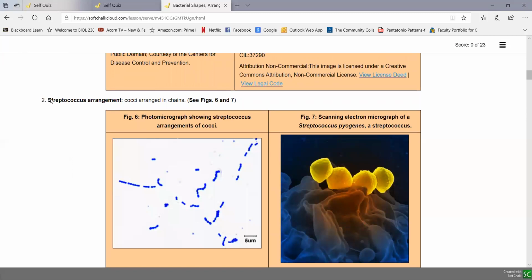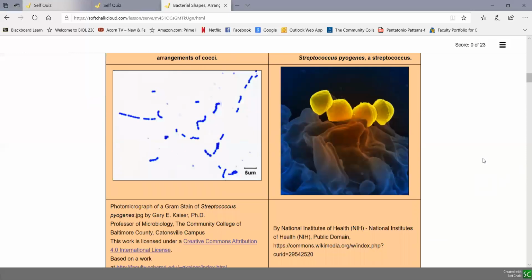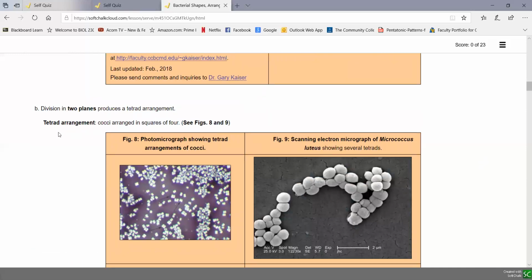A Streptococcus arrangement are cocci arranged in chains. Figure 6 shows a photomicrograph of Streptococcus pyogenes, and you see chains of varying lengths that are produced here. So these tend to remain in chains longer than 2, but keep in mind some of them do break apart, so we see some pairs and some singles as well. Figure 7 is a scanning electron micrograph of Streptococcus pyogenes. That's the bacterium that causes strep throat. So again, we see it's a chain of cocci. So that's division in one plane, Diplococcus or Streptococcus, depending on how many bacteria remain attached.